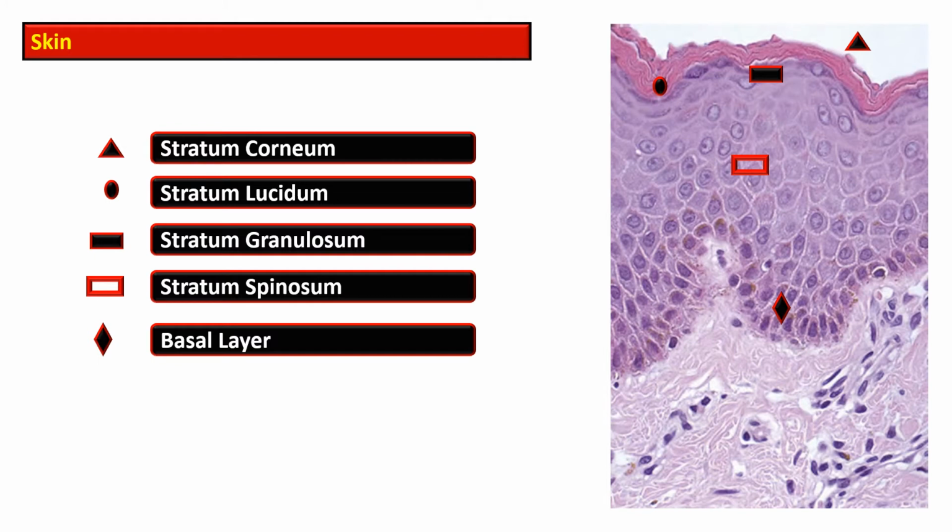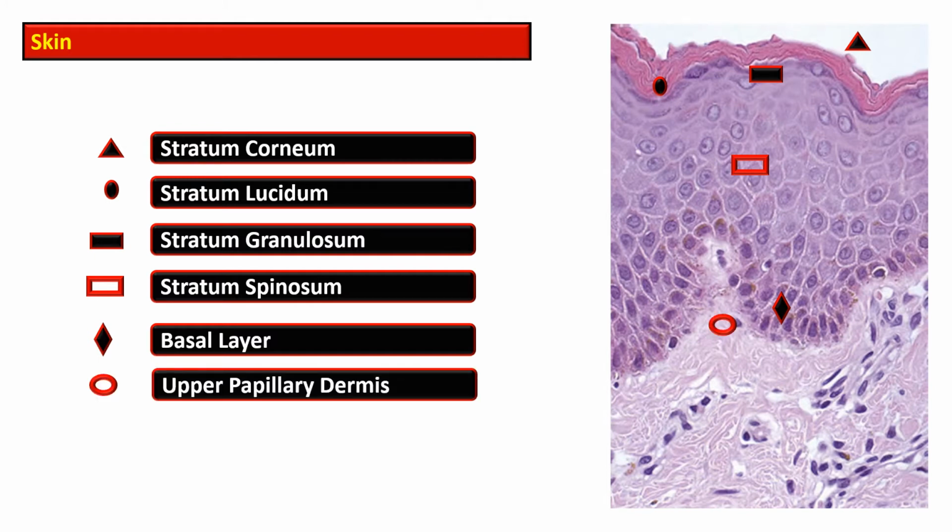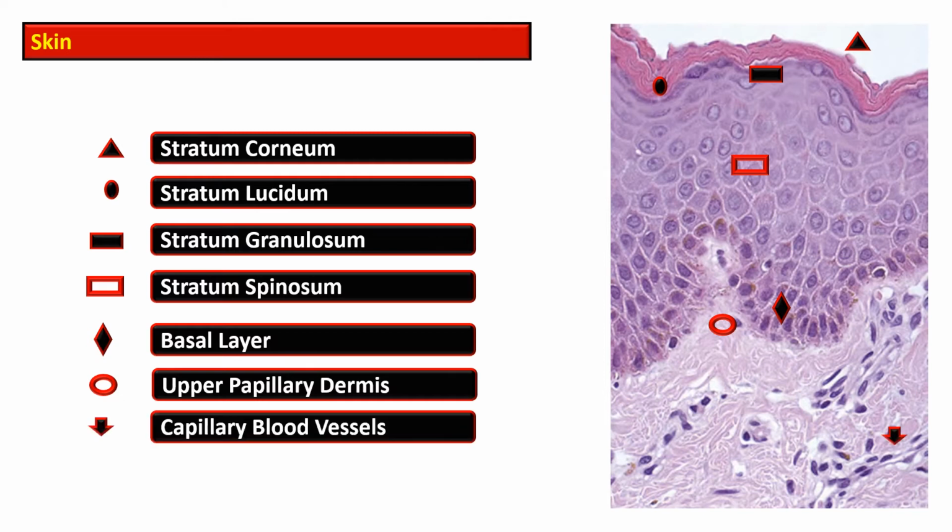This circle is pointing towards the upper papillary dermis, and here a blood vessel is present, and this blood vessel has its role in the regulation of the temperature.